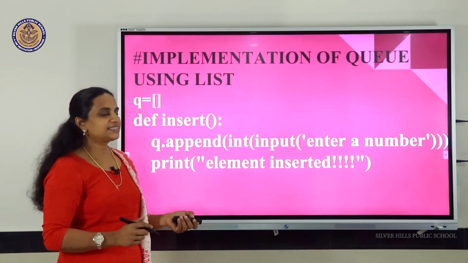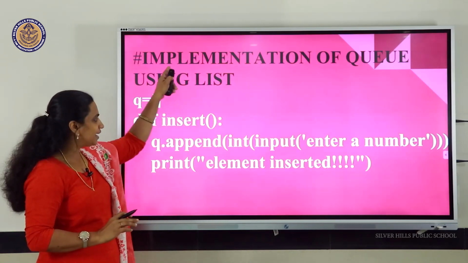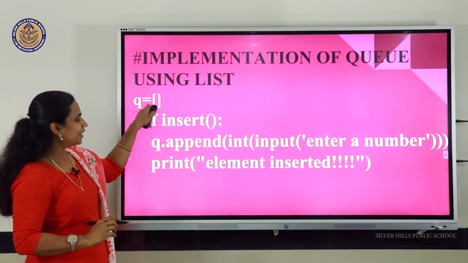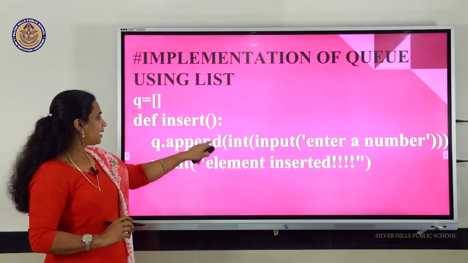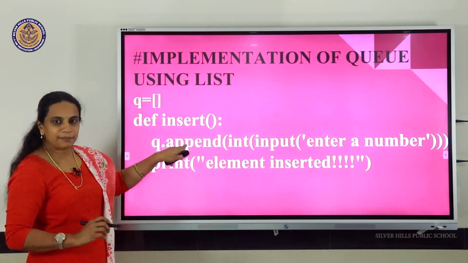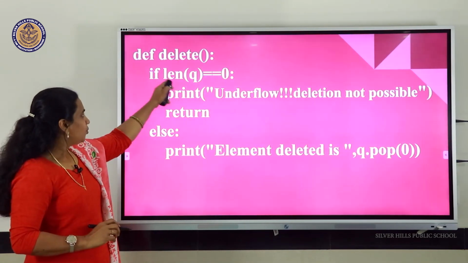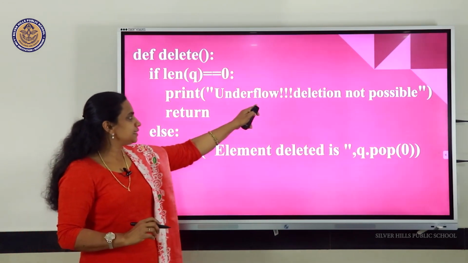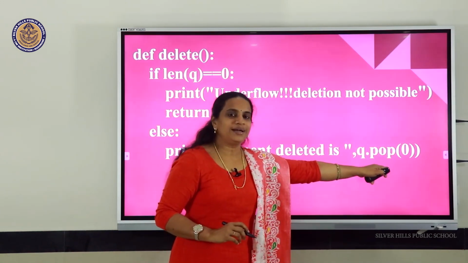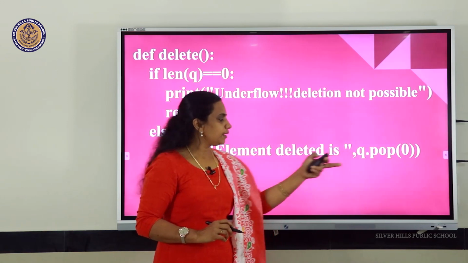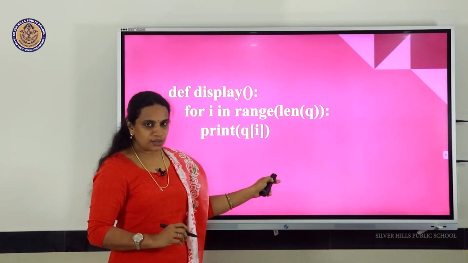Okay. Now, let us see how we can write the entire program together. Implementation of queue using list, how we can write the entire program. First, you can create an empty queue. Okay. Then you can have the insert function where you can write the append command for adding an element to the queue. Okay. Followed by the delete function where you can find out the length of the queue, then you can write the appropriate message, followed by queue.pop of 0, which is used for deleting the first element of the queue. Now, next you can have a display function for printing all the elements of a queue.